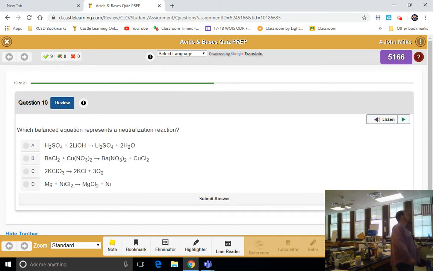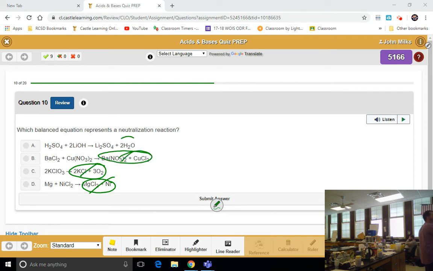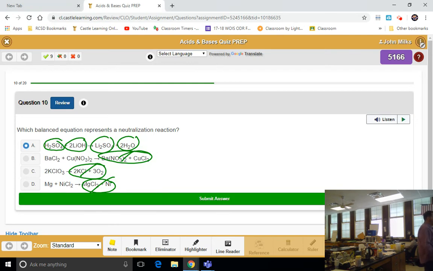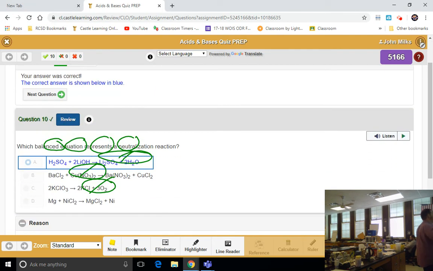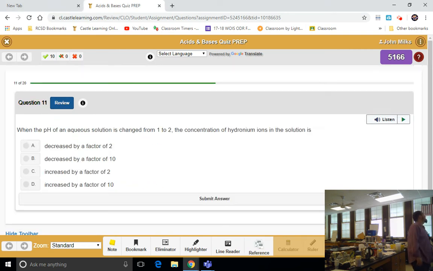Which balanced equation represents a neutralization reaction? I don't want to write it again. I just wrote it twice. Acid plus base equals salt and water. So that's what I'm looking for. And notice, no water, out. No water, out. No water, out. There's my water. There's my salt. There's my base. There's my acid. That's where we're living right there. Acid plus base equals salt and water. By definition, I can pick out which equation that is.